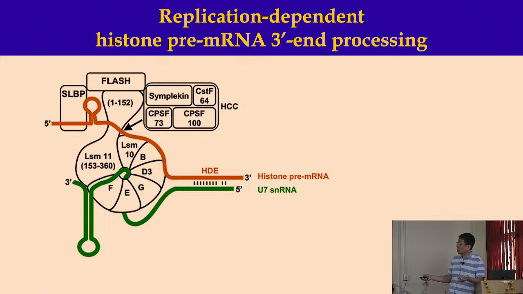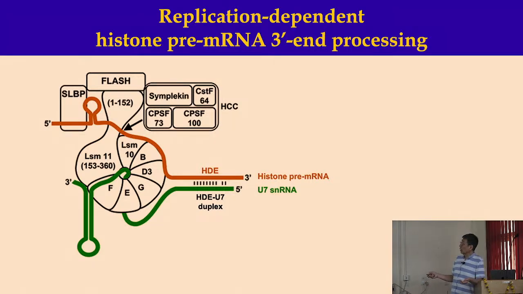There's an Sm motif that threads through the central hole of the ring. That's how it's recognized. I won't have time to show you that today. So that's the U7 snRNA and the Sm ring. And then the pre-mRNA is this molecule right here, shown in orange. It contains a 5' conserved stem loop structure right here, and that's recognized by something called SLBP, stem loop binding protein. More importantly, downstream of the cleavage site, there's something called the histone downstream element that forms a duplex with the 5' end of the U7 snRNA, which I will refer to as the HDE-U7 duplex to make it easier to say.